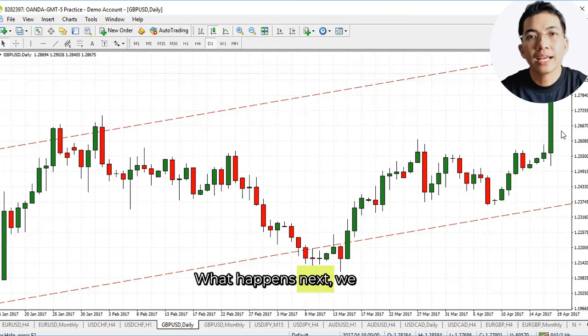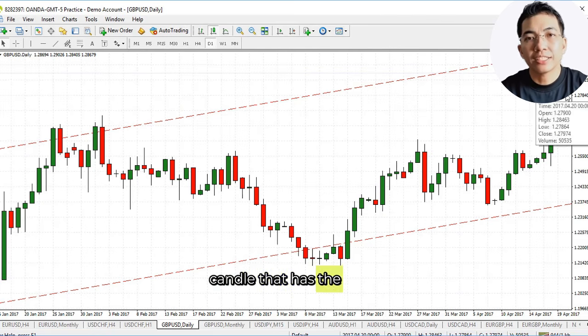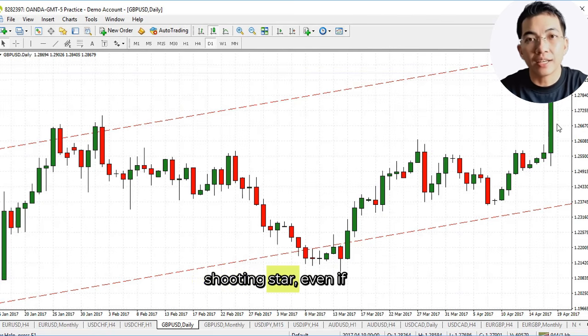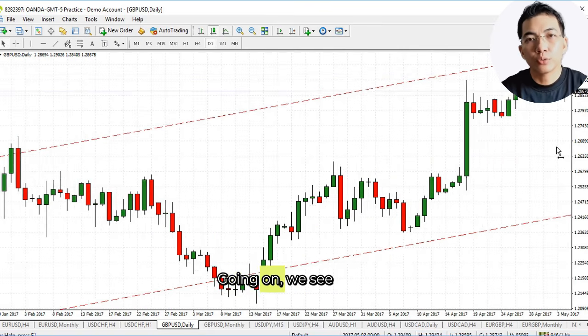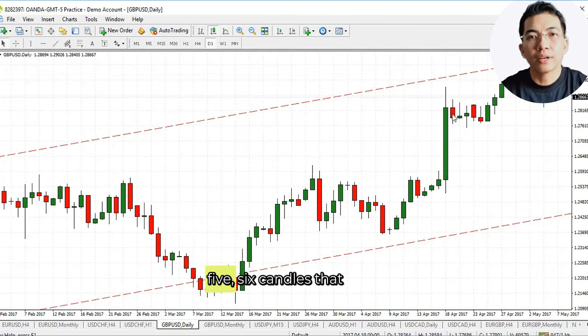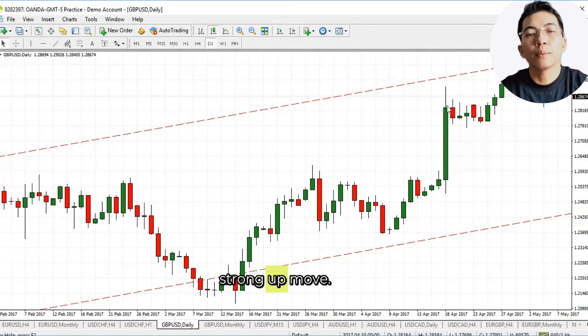What happens next? We have a red candle and a small green candle that has the same shape of a shooting star, even if it doesn't appear at the end of the uptrend, because it is at a lower price. There isn't a clear signal at this point that sellers are taking control. Going on, we see that there are around 5-6 candles that express indecision after the strong up move.